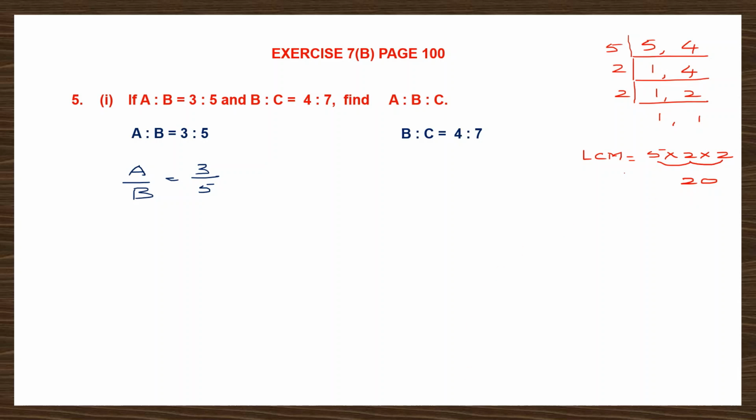Okay, so we're looking at B. So 5 into what will give us 20? 5 fours are 20. So we multiply this also by 4. So what do we get here? 3 fours are 12 and 5 fours are 20. Same thing, let's do it to the other side.